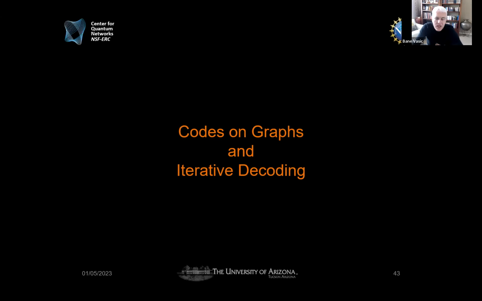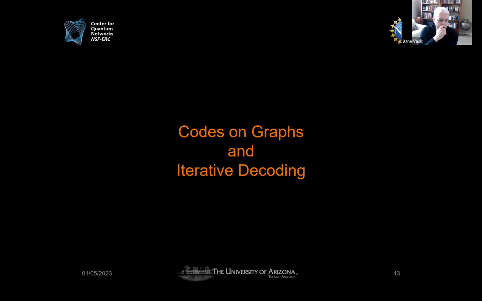Okay. So now we actually showed a simple way to decode, and we explained how this is not scalable because of the complexity of this lookup table.